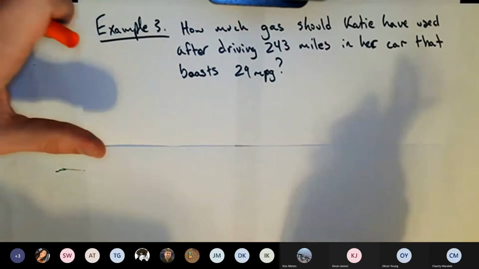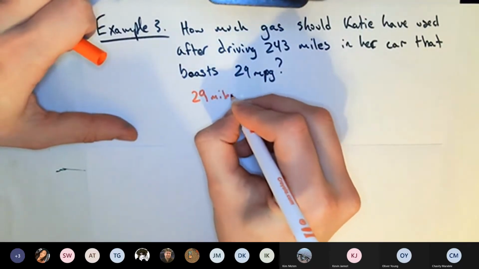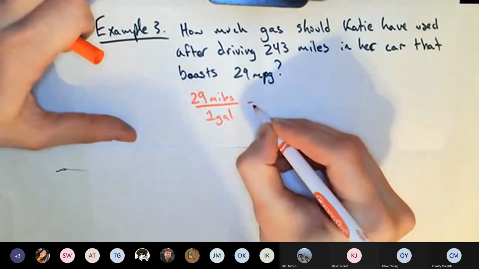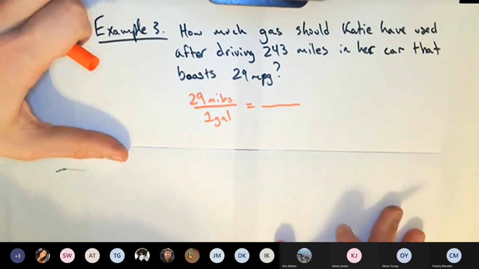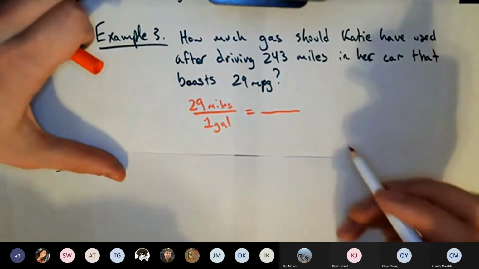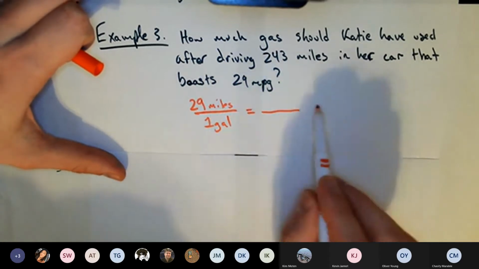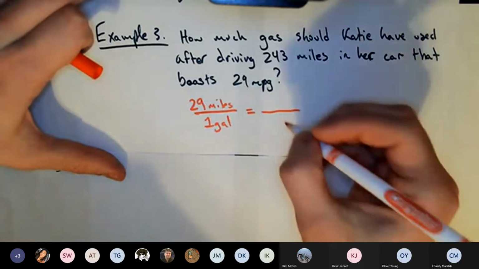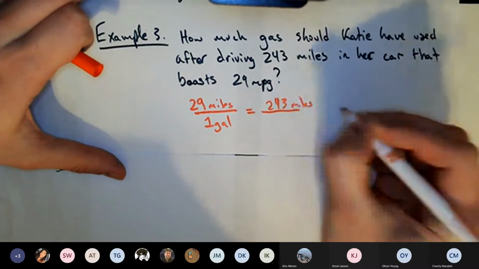We set up her proportion. We say, okay, she's got a 29 miles per 1 gallon rate. She wants that to extend to 243 miles. So now the question is, I know this is a question of solving a proportion. Where do I put the 243 miles? Well, the units should line up across. So if miles is in the top, then that needs to go up top on the other side as well.